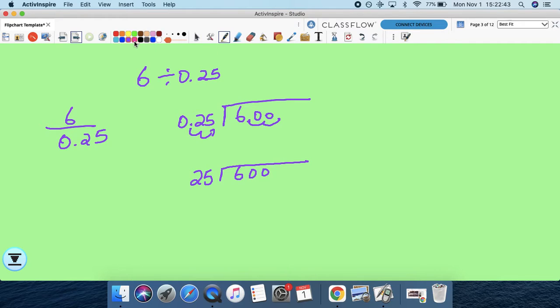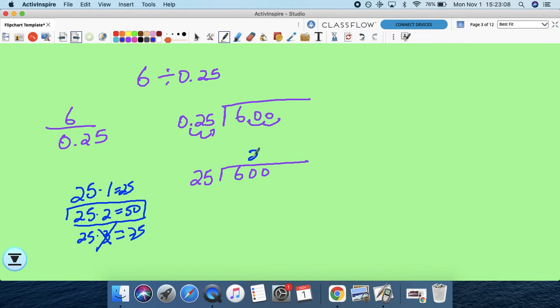So our question is, can 25 go into 6? No. Can 25 go into 60? How many times? 25 times 1 is 25. So use your calculator or use your iPad. 25 times 2 is 50. 25 times 3 is 75. So 3 is too much. So we're going to use 2. So we put a 2 here. 25 times 2 is 50.